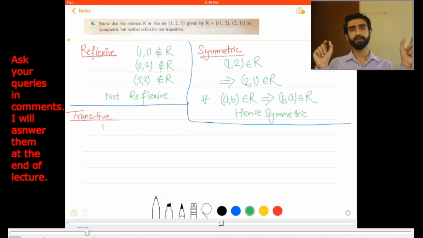Can you think about 1 and 10? Yes, 1 is less than 10. So this is a transitive relation. And similarly, you can see many other relations in mathematics which are not transitive. So this is the concept.